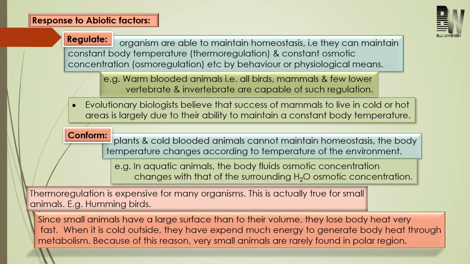So this is about regulator. Next, come to conformer. So conformers are the organisms which cannot maintain homeostasis. That means conformers cannot maintain constant temperature as well as what? Constant osmotic concentration. That means the body temperature will change according to the temperature of the environment.